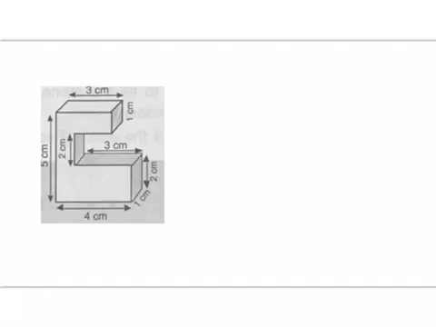Let's find the volume of this geometrical object. When I divide it into these parts, I have 3 rectangular prisms, V1, V2, and V3. V1 is equal to the length 3 times the height 1 times the thickness, the same 1, which is equal to 3 cm³.